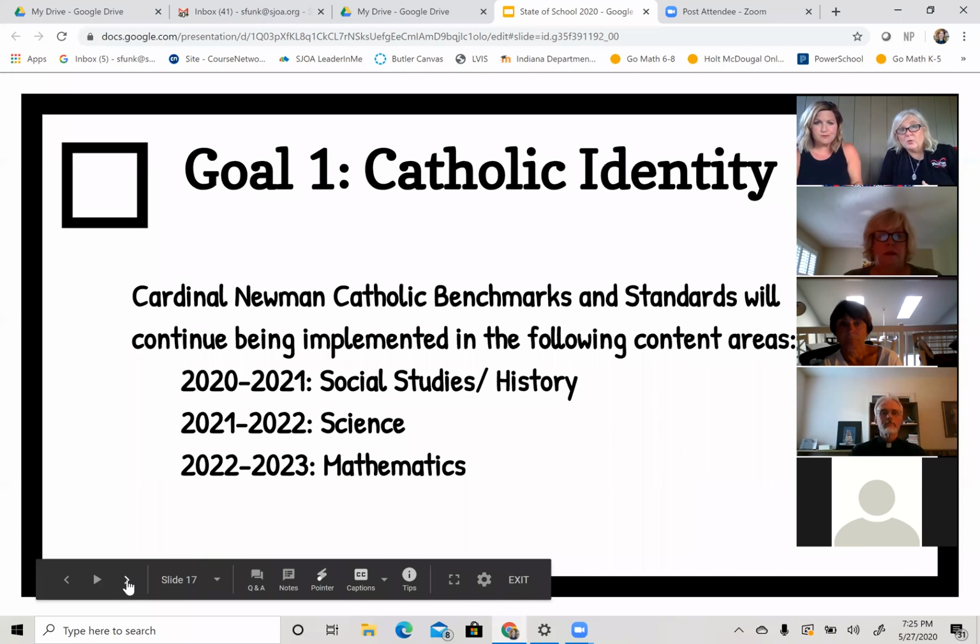As Sarah mentioned earlier, we're working on our Cardinal Newman Catholic benchmarks and standards. I gotta be honest with you, this is a work in progress. We started working on it this year more on paper and more in getting the teachers acclimated to the terminology, the ideals, the philosophy of it. Starting off last fall when we retreated at St. Mary of the Woods, when Father Guy talked with the teachers on truth, beauty, and goodness, which is a big essay that's a pillar of this Catholic identity that we're infusing and that we're working on.